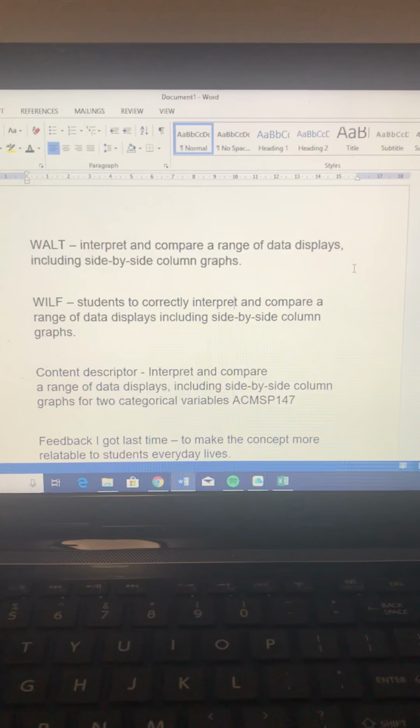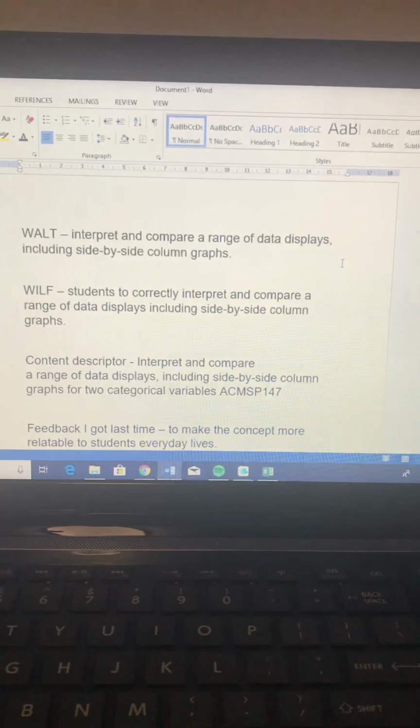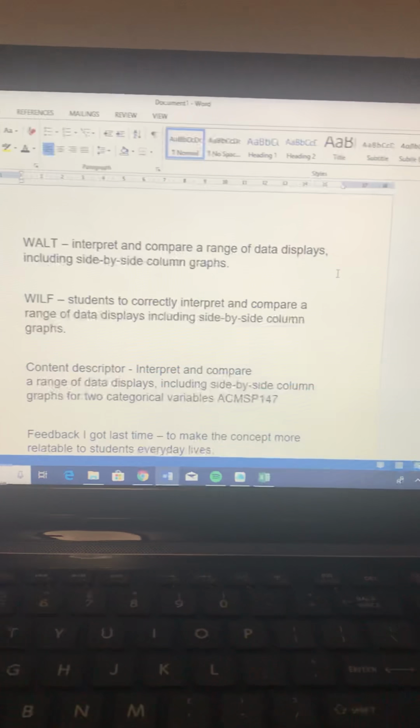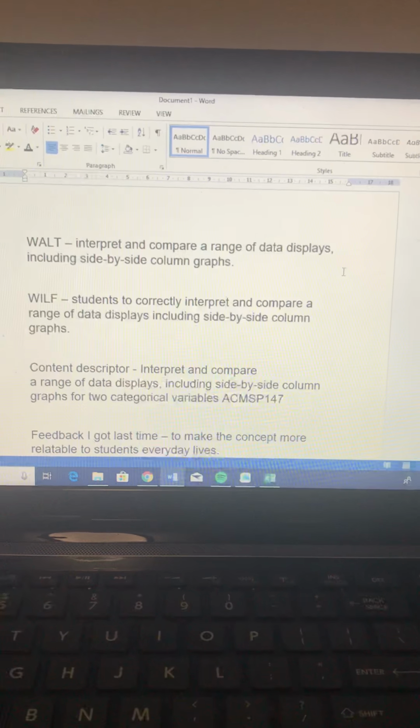Good morning, class. Today we are going to be learning about data interpretation and representation. So when we say the word data, all this means is information.